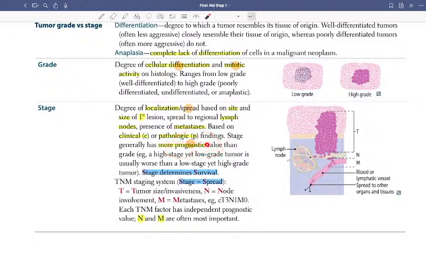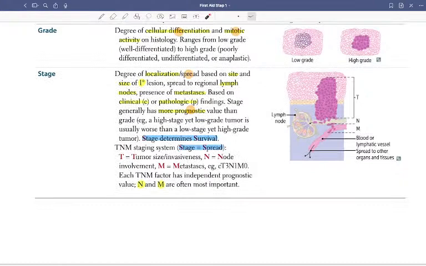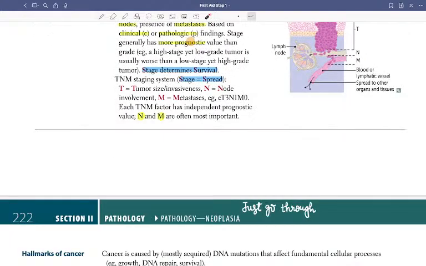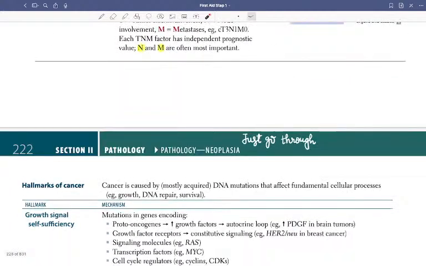More prognostic value is the stage. Stage has more prognostic value. Stage determines survival. S for stage, S for spread, S for survival, S for prognostic value. TNM stage. And that one is mitotic activity.